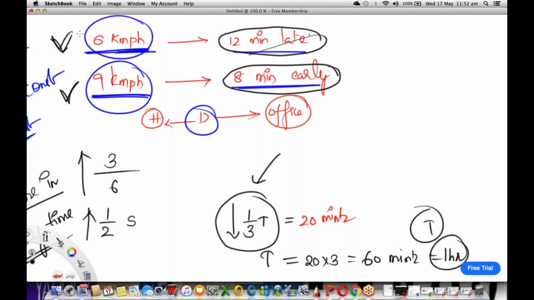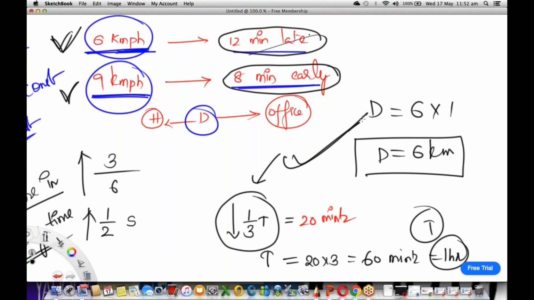I have the speed as 6 kilometers. Distance can be given as speed into time. So 6 into 1 is nothing but 6. So obviously the distance traveled will be equal to 6 kilometers. Distance traveled will be equal to 6 kilometers. I think it's very clear.